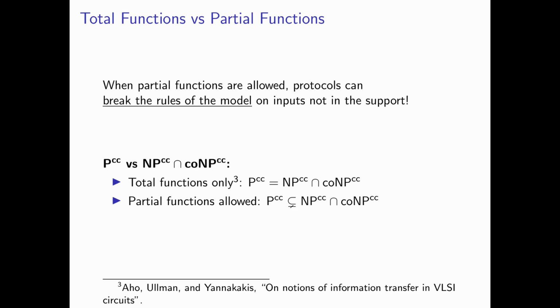An example where a difference between the total function setting and the partial function setting has been shown to hold is P versus NP intersect co-NP. A well-known communication complexity result shows that these classes are the same for total functions, but they can be exponentially separated if partial functions are allowed. Remember this example as it will come up later.